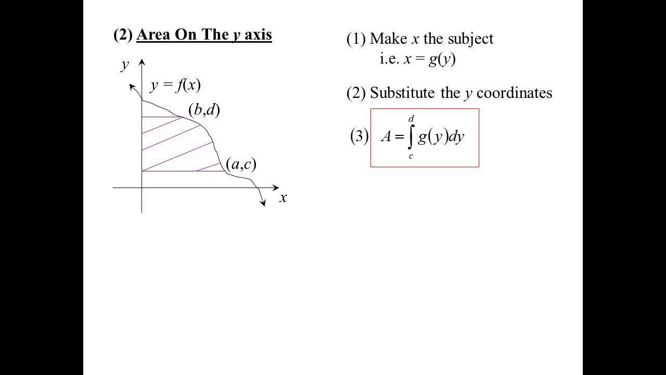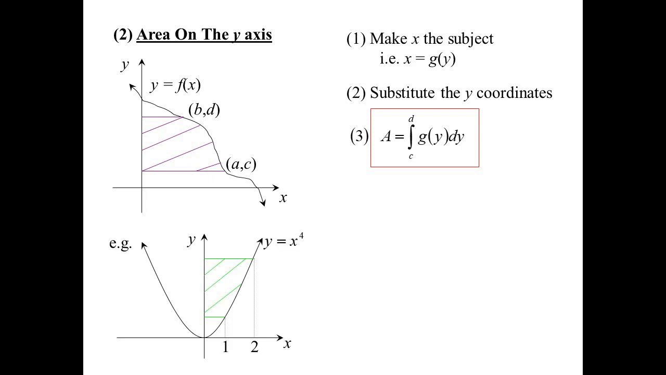So everything's with respect to y if I'm going to the y-axis. So let's do this as an example. y equals x to the power of 4. It's that green section that I want to find. So the y values for this, hang on, I haven't got them, have I? I've only got x values. So we're going to have to work out the y values.